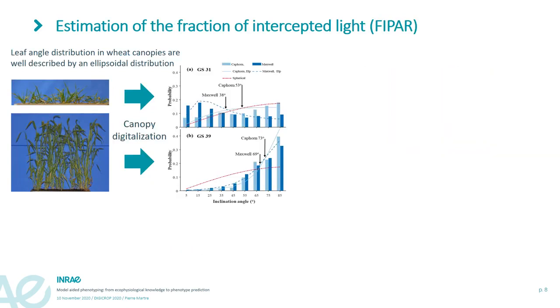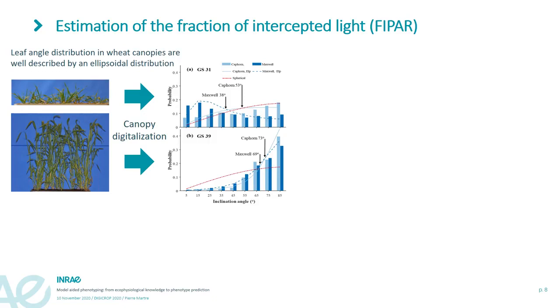A key parameter to estimate the fraction of intercepted light by a canopy is the inclination distribution of green elements of the canopy. But very little information is available in the literature on this parameter. So we extracted from the field rows of undisturbed canopies that we digitized to calculate the distribution of green elements of the canopy at different growth stages for cultivars with contrasted leaf stature.